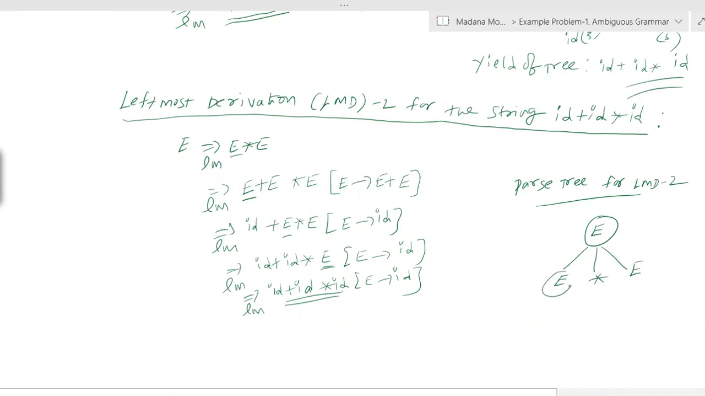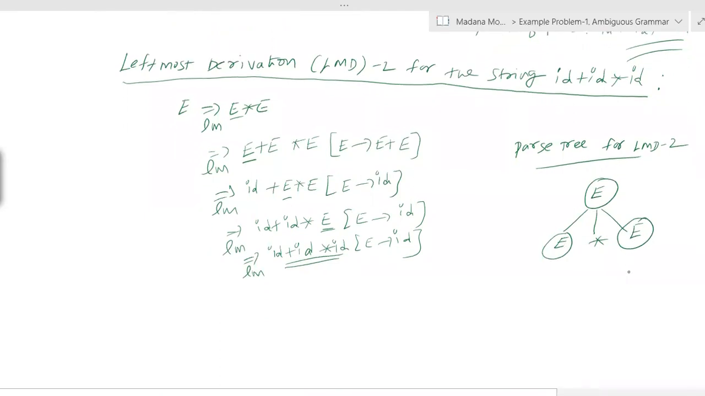Now all variables you can represent within a circle. Here E is the variable. Star is the leaf node, so we can't use a circle. Next step, what we did in the derivation: the leftmost E is replaced by E plus E. This is the leftmost E. Again, it is replaced by E plus E. Now E plus E are children of the root node E.